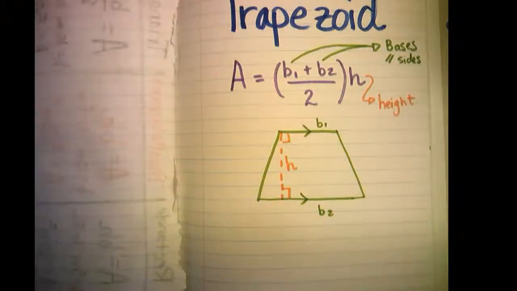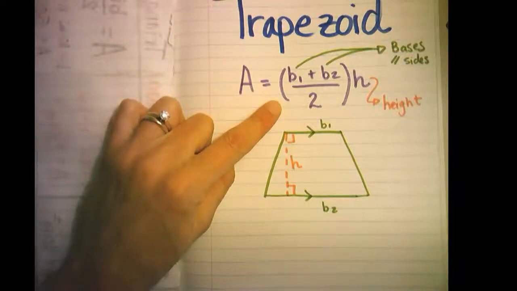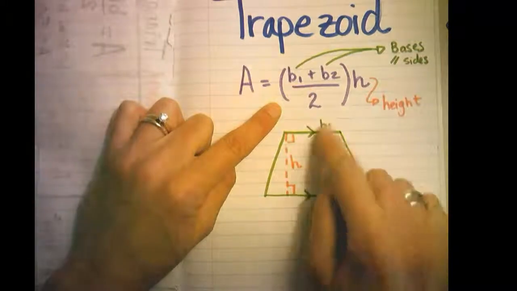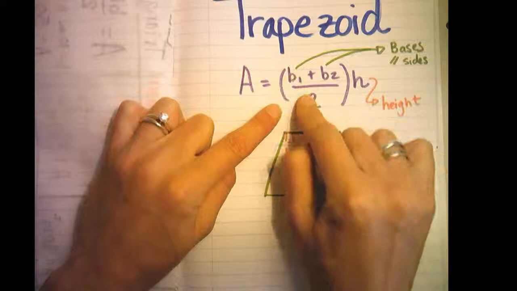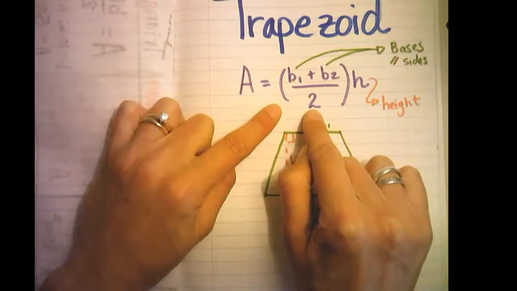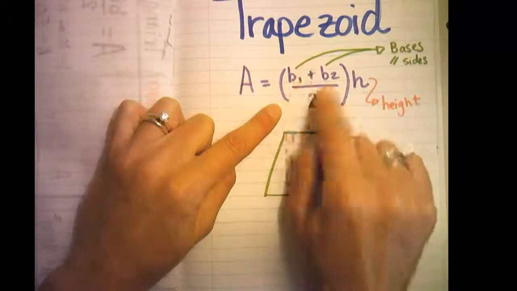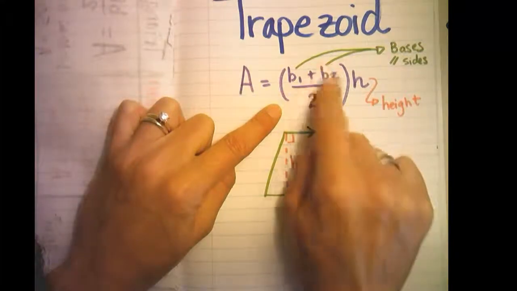I just want to talk a little bit about how this formula came to be, because I think it helps you understand why it's the formula. Here you're taking two bases and you're dividing by 2. When you add up a number of things and divide by how many there are, what are you really doing? Yeah, good job. That's actually the average of the bases. So this is an average base.